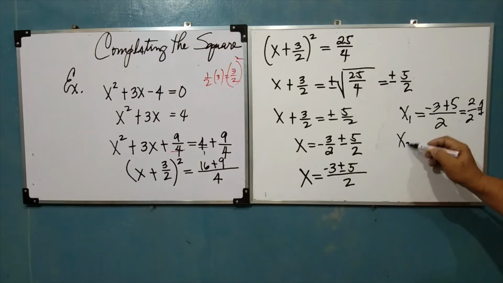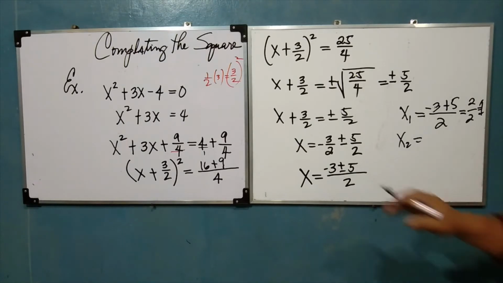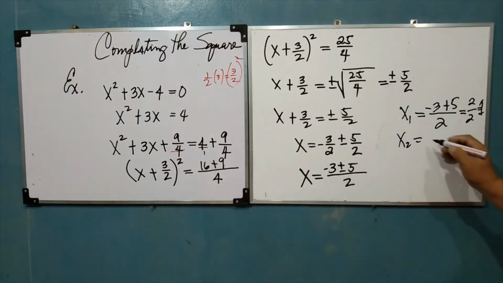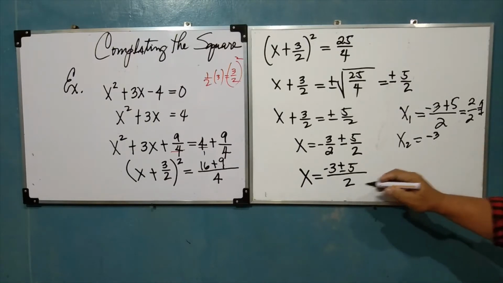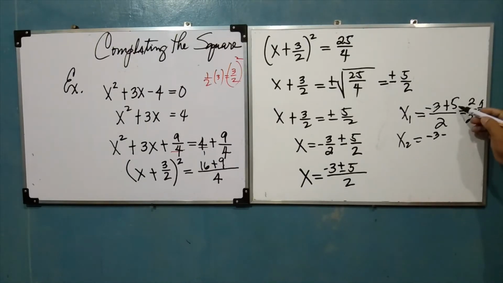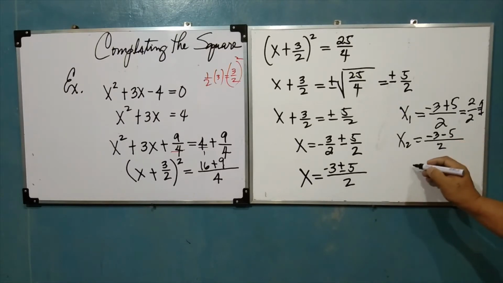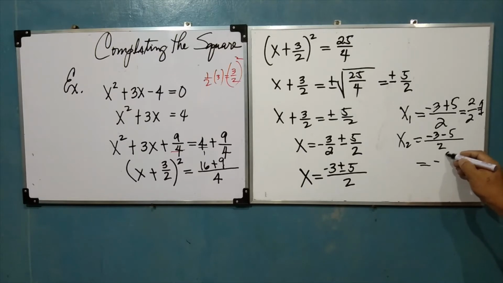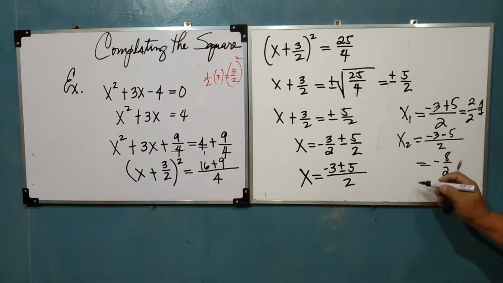Then for x sub 2, the next root of this quadratic equation, you have negative 3 minus 5 over 2. So you will get negative 3 minus 5, that's negative 8, then over 2. So that's equal to negative 4.